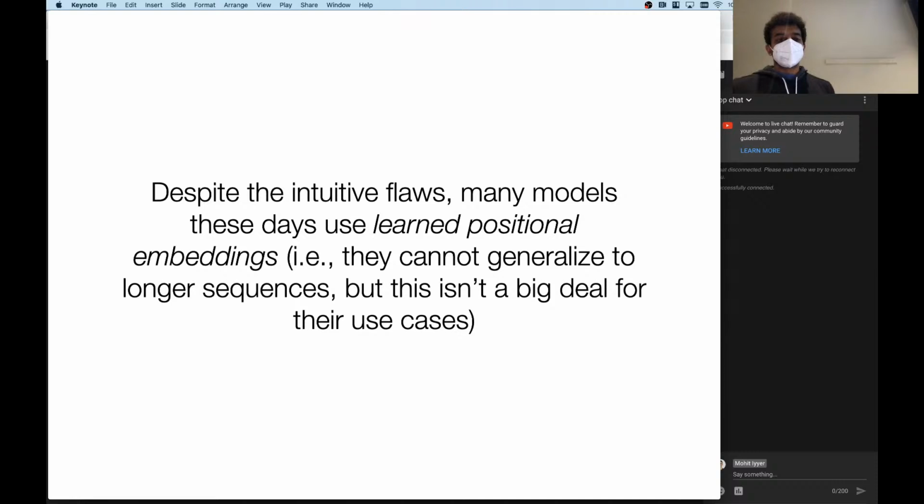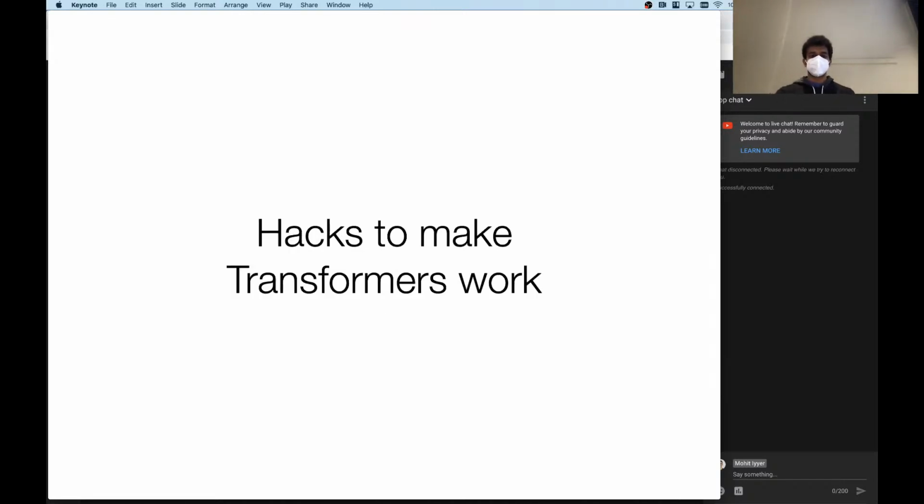So like I was saying, despite the flaws of lack of generalization to longer sequences, most models these days use, well, I guess nowadays things might be changing a little, but they use learned positional embeddings. Specifically nowadays, people are using relative position embeddings, so not absolute position embeddings like these. We will talk about those more later in the semester.